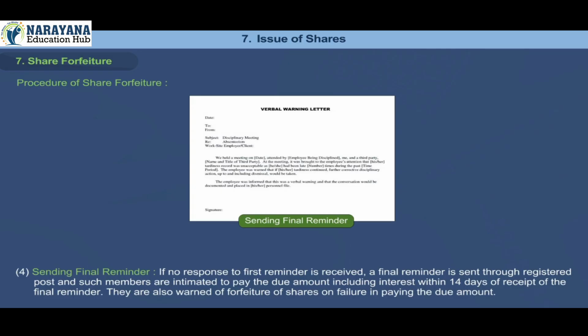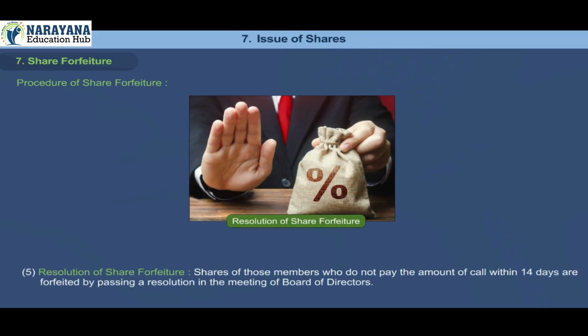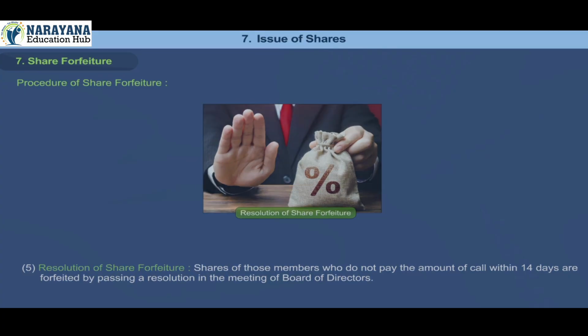4. Sending final reminder. If no response to first reminder is received, a final reminder is sent through registered post and such members are intimated to pay the due amount including interest within 14 days of receipt of the final reminder. They are also warned for forfeiture of shares on failure in paying the due amount. 5. Resolution of share forfeiture. Shares of those members who do not pay the amount of call within 14 days are forfeited by passing a resolution in the meeting of board of directors.